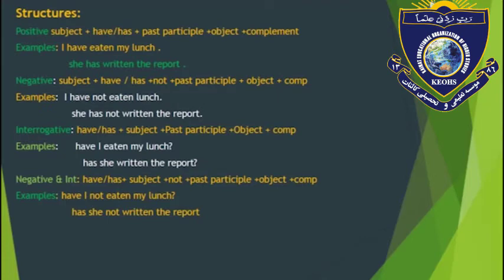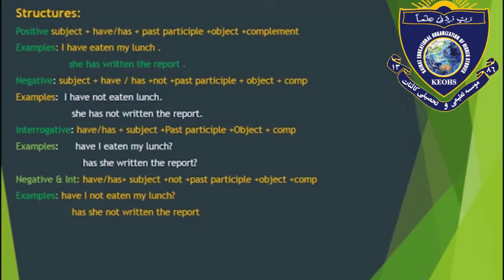In the positive structure, we use the subject at the beginning of the sentence. Subject plus have or has plus past participle plus object plus complement. For example, I have eaten my lunch. It means the action happened in the past, the action completed in the past, but the time is not clear for us. She has written the report. It means now the report is ready, the report is completed, the action happened in the past. In negative, we use subject plus have or has plus not plus past participle plus object plus complement. Example: I have not eaten lunch. She has not written the report.